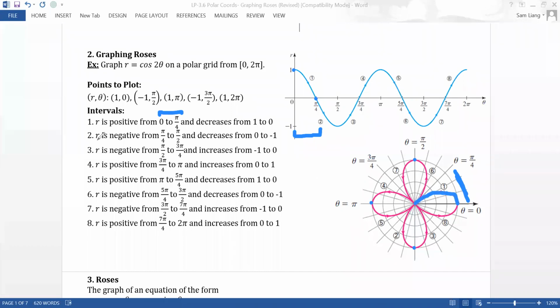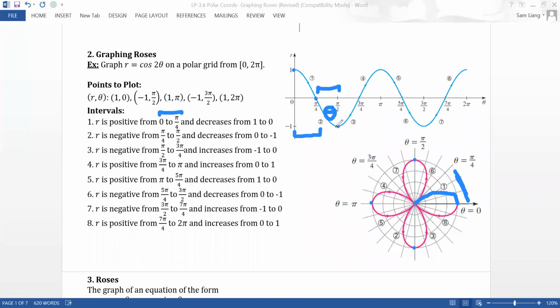Next we have interval 2, which is R is negative. So that comes from this part, right? So R is negative. So it's negative here, right? From pi over 4 to pi over 2. So 45 degrees to 90 degrees, and decreases from 0 to -1. Okay, so this is the interval that we're analyzing.